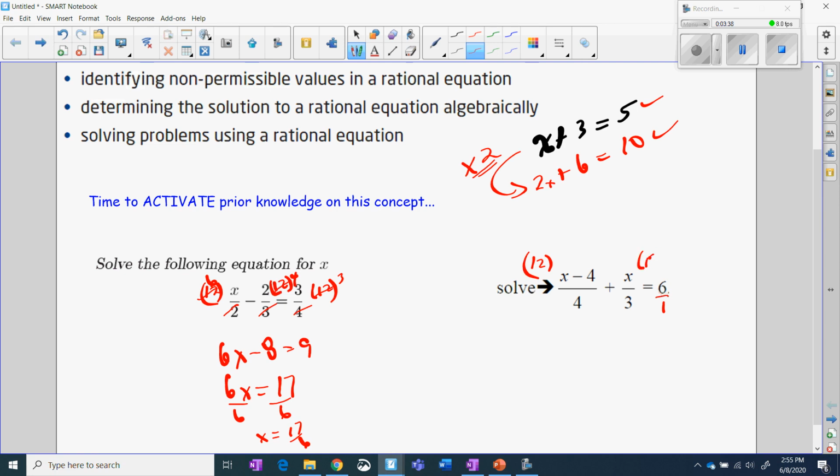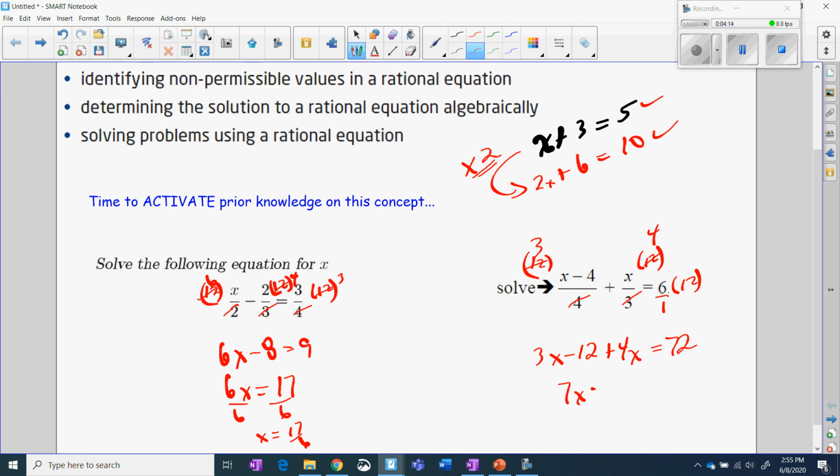By 12. Now, students will say this one doesn't have a fraction. It doesn't matter. Every term in the equation has to get multiplied by the same constant in order for it to still be equal. Okay, so 4 goes into 12 3 times. That 3 is going to multiply through the whole numerator. So you're going to have 3x take away 12. 3 divides into 12 4 times. That 4 is going to get multiplied by x. So that's plus 4x. And then 1 goes into 12, well, that's not going to do anything. 12 times 6 is going to be 72.